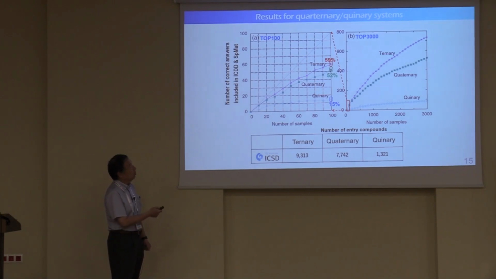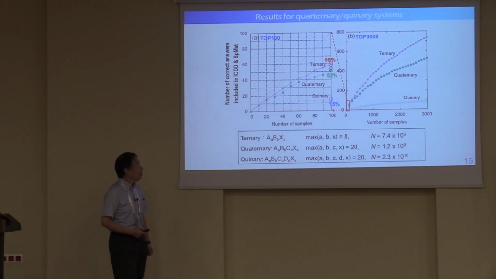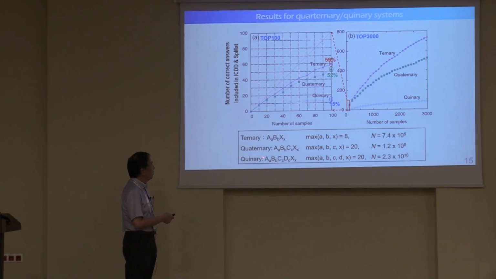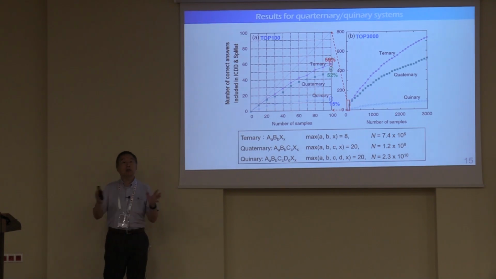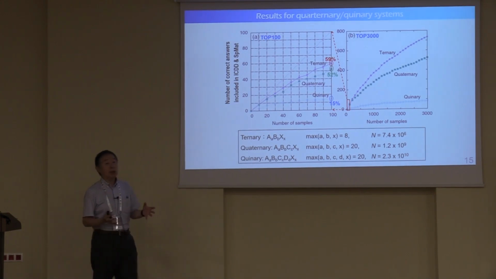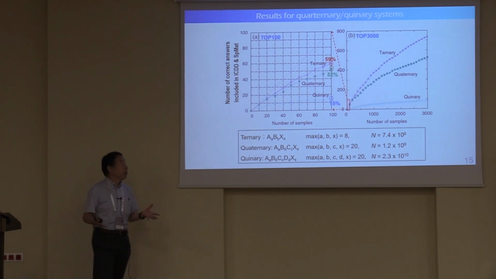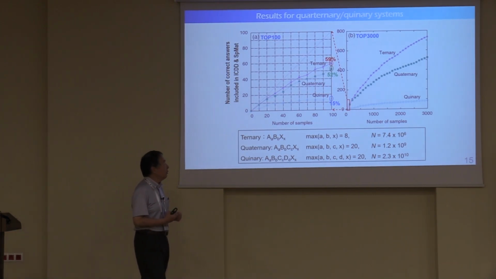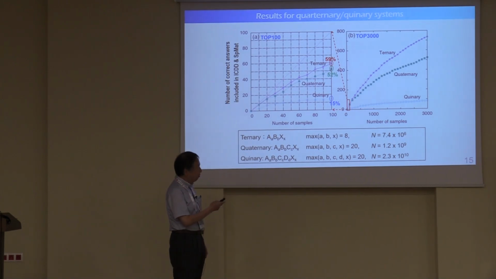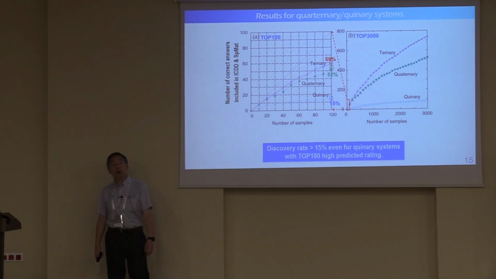But the 15% success rate for the quinary system is still quite satisfactory because we have to handle 23 billion combinations. And to search something in the 23 billion world without any prior knowledge, without any indication or without a map, is very, very difficult. Even 15% of knowledge should be very useful for the quinary system.